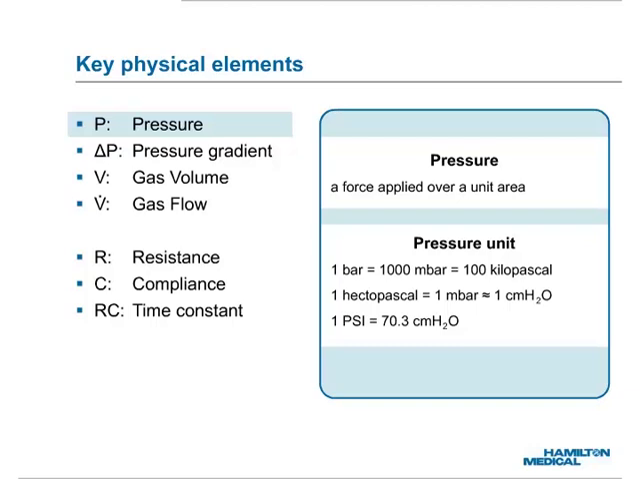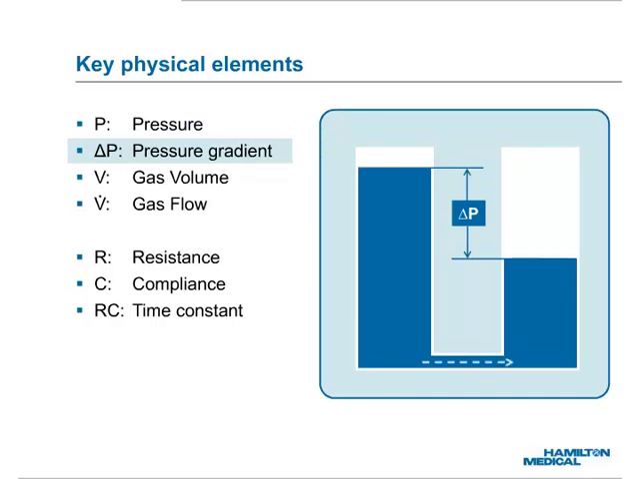Pressure gradient. Pressure gradient refers to the difference between the pressure at area A and the pressure at area B. If both areas are connected with a tube, the pressure gradient drives the air or gas to move from the high pressure area to the low pressure area. The gas movement is flow.